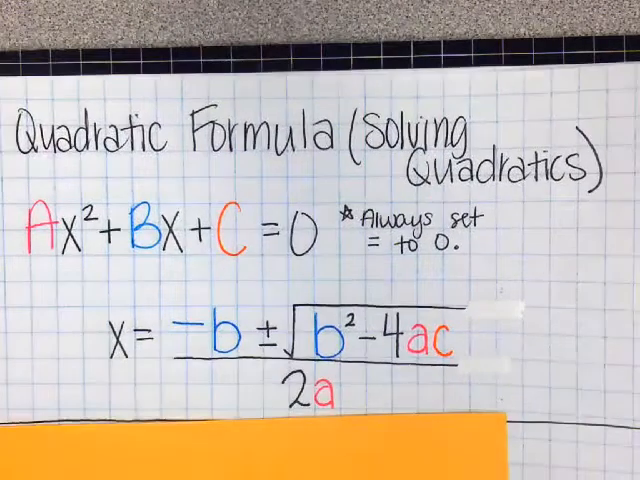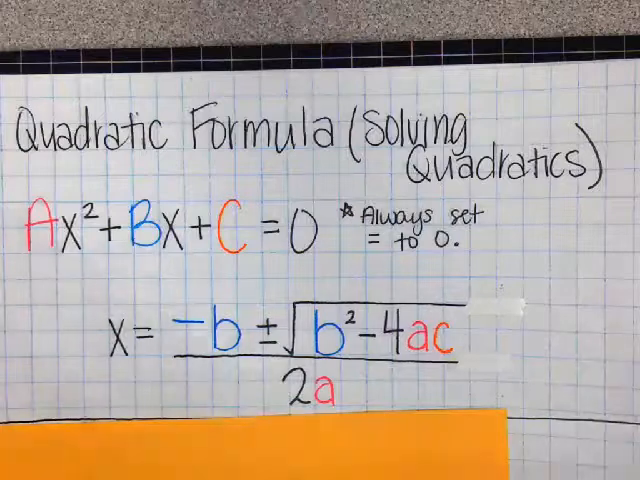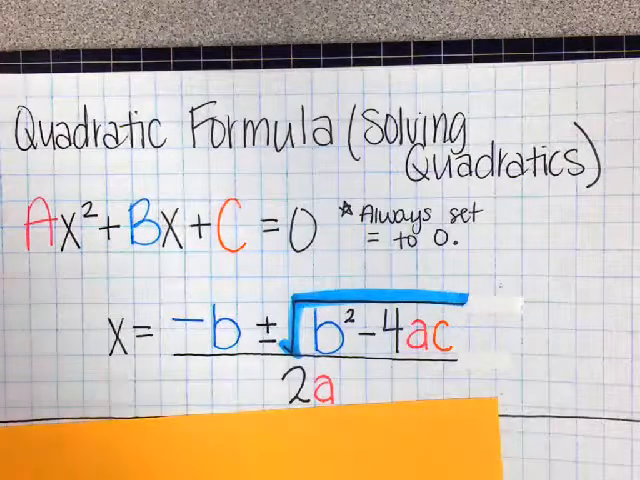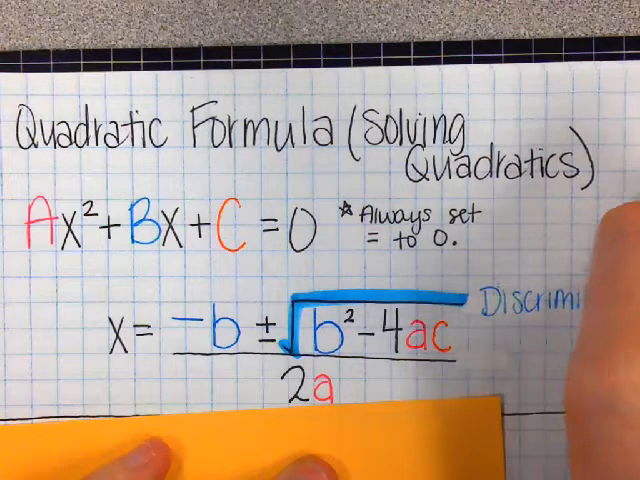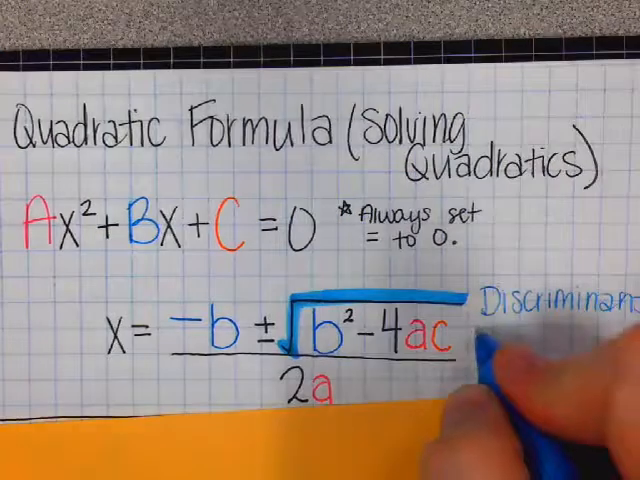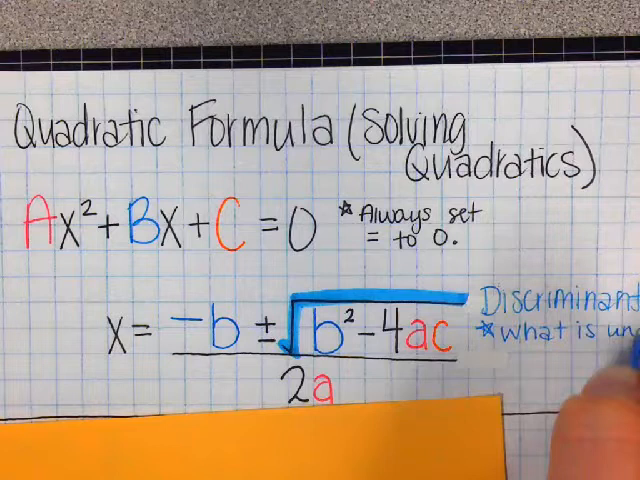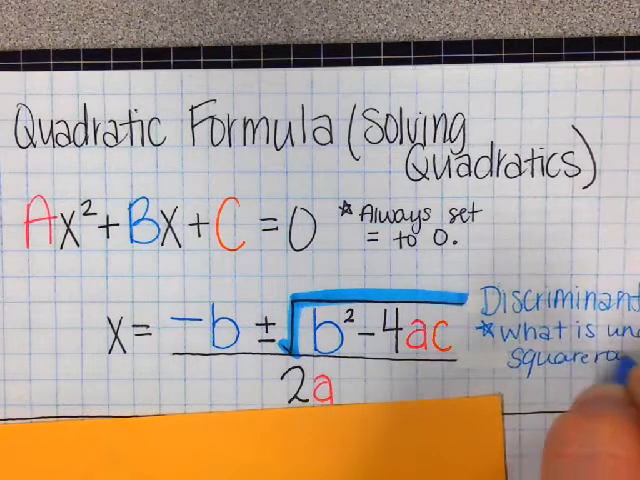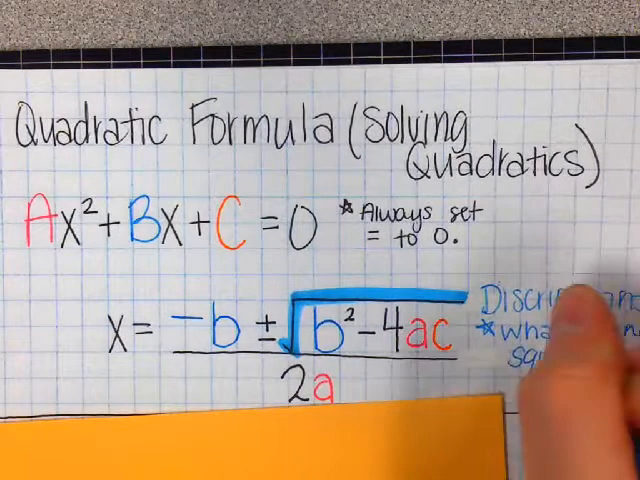Now, the stuff that's underneath this square root right here is called the discriminant. Sorry, I have to sound it out. That's what's under the square root, the b squared minus 4ac stuff.